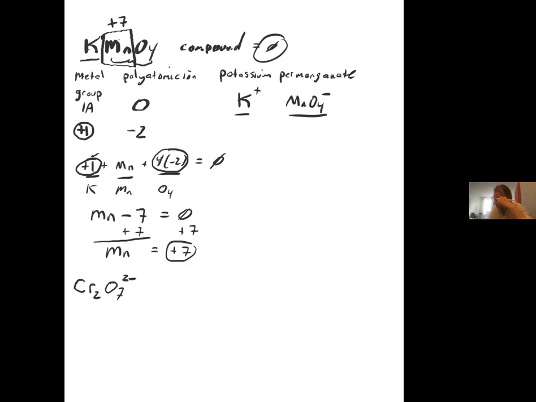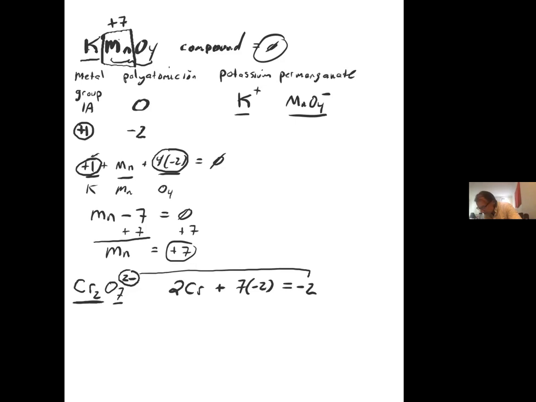So here's how we're going to deal with this one. The charge is -2. There are 2 chromiums. We don't know what chromium is, but we do know what oxygen is. And there are 7 oxygens. They have to add up to the charge. So they have to add up to -2. Okay. So how do we deal with this? Again, it's just arithmetic. You got 2 chromiums. 7 times -2 is -14. And that's equal to -2.